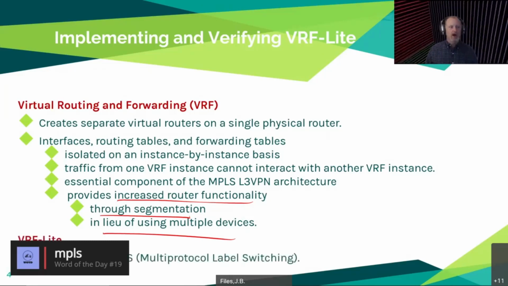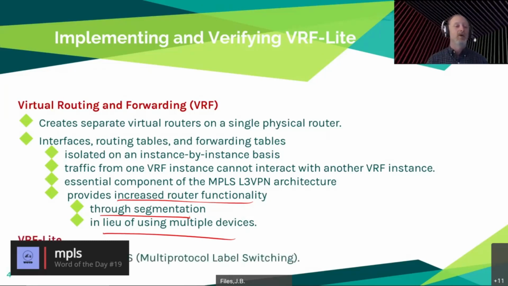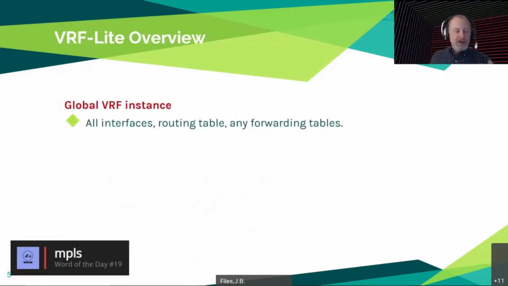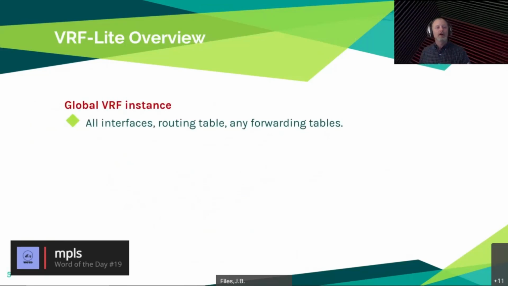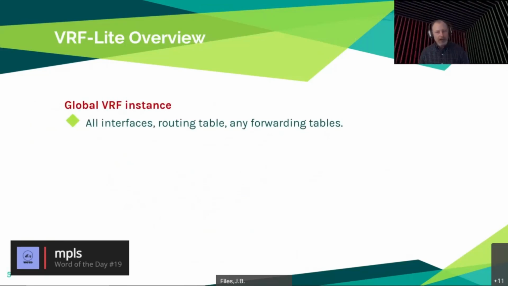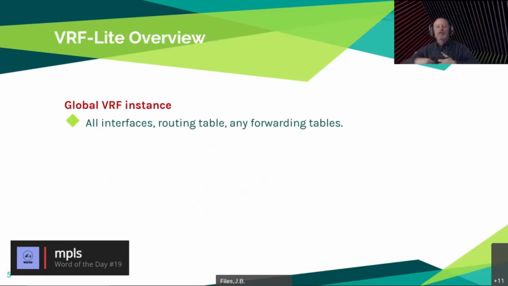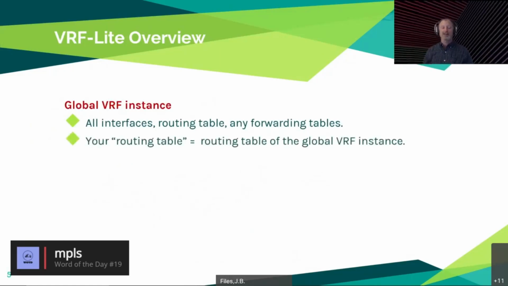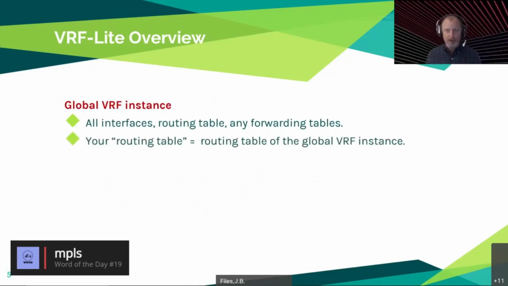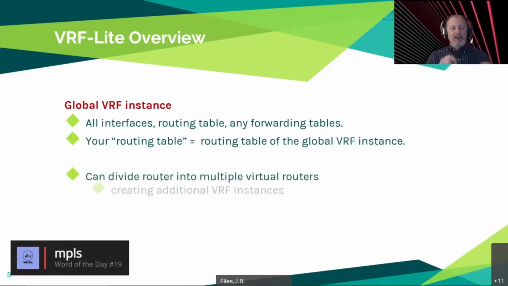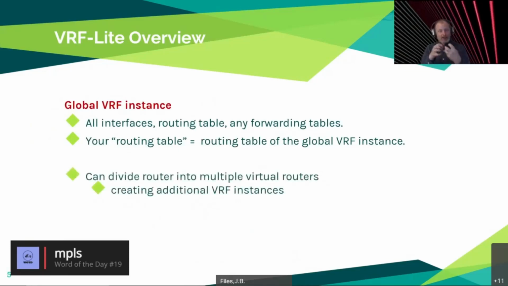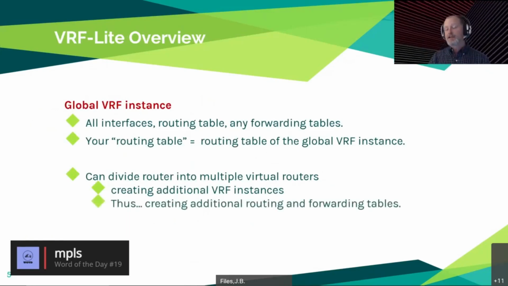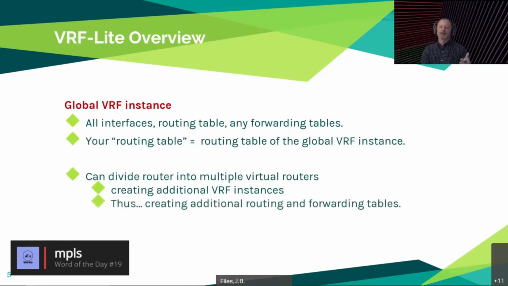VRF Lite is what we call VRF without MPLS. You have a global VRF instance, and all of your interfaces belong to that by default. That's basically the routing table you have been working with, the global VRF instance. But you can divide everything up into different instances, creating separate routing tables.